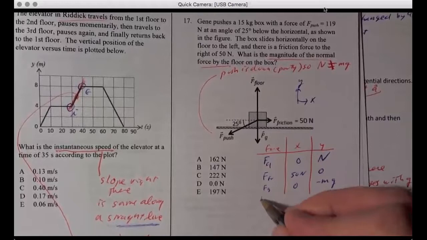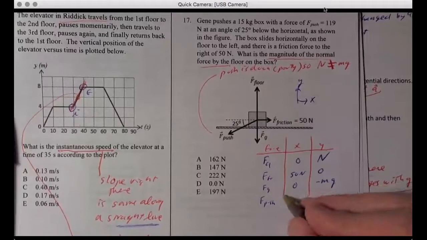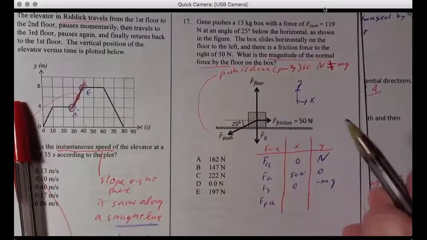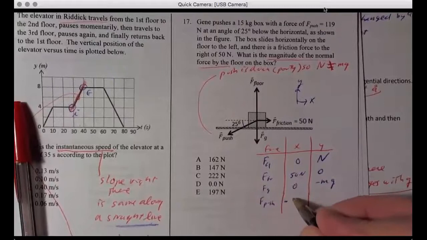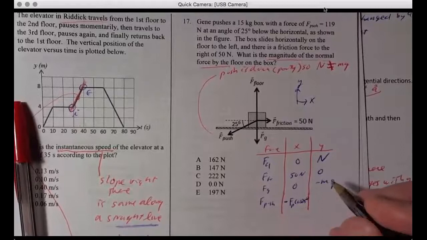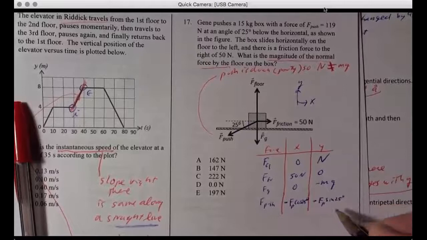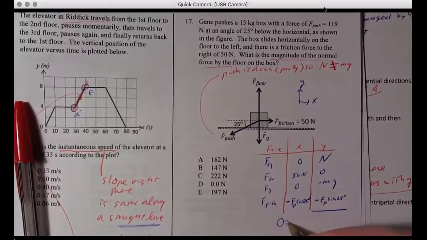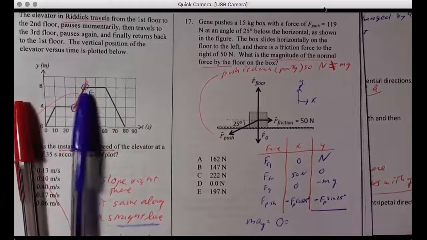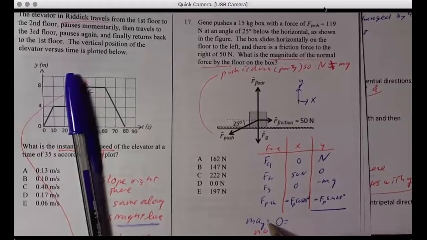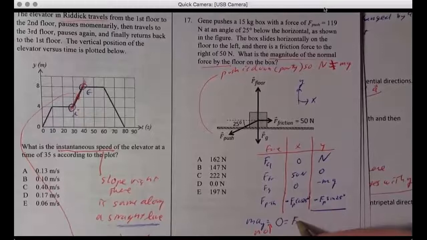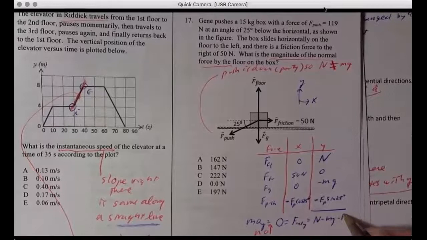And F push is equal to, well, the cosine 25 is in the x, and so it's negative in the x. So it's minus F push cosine 25 degrees, and it is negative also in the y direction, so minus F push sine 25 degrees. Sum these up: m a_y is equal to zero because there's no bounce. That is equal to F net y, which is N minus mg minus F push sine 25 degrees.